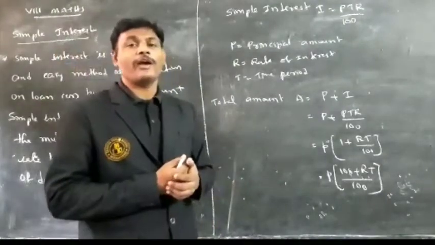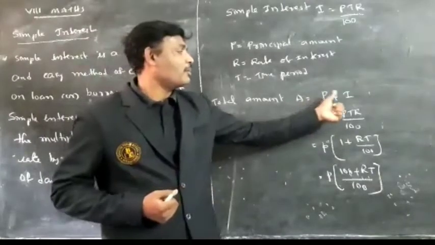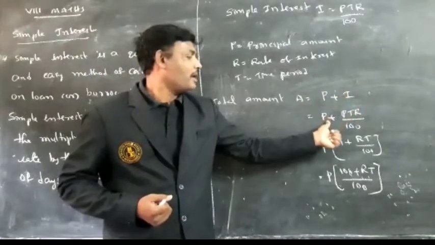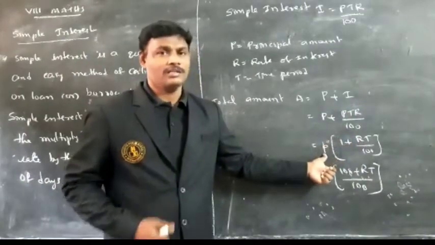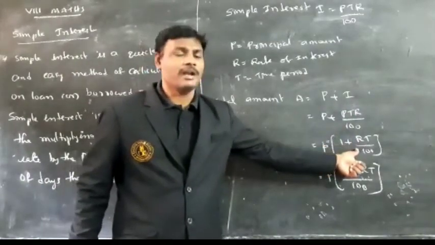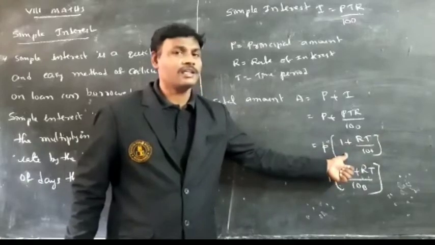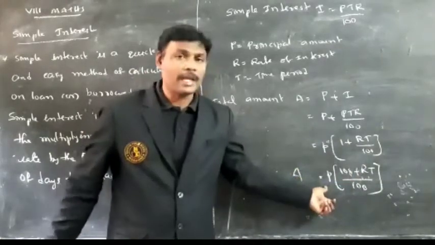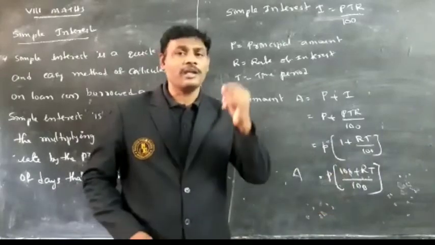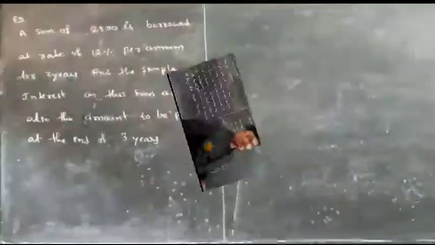What is the formula to find total amount? Principal amount plus interest. P plus PTR by 100. Here I am taking P as a common. Then after 1 plus RT by 100. So after taking the LCM, what is the formula to find total amount? A is equal to P bracket 100 plus RT by 100.